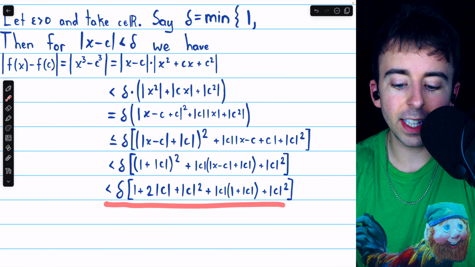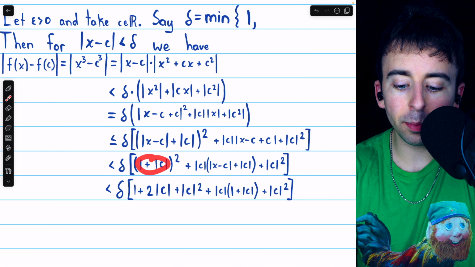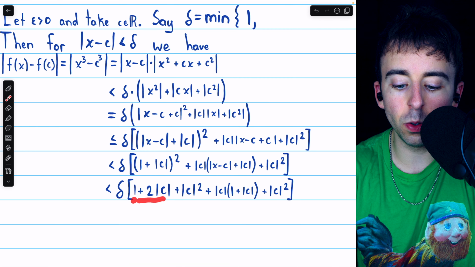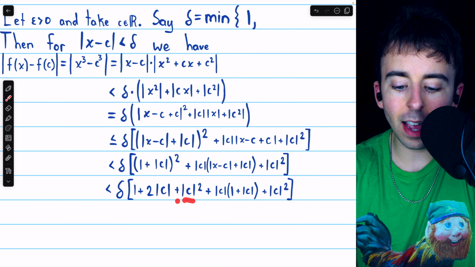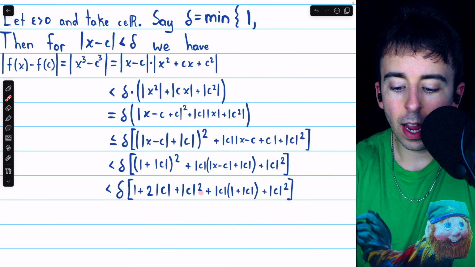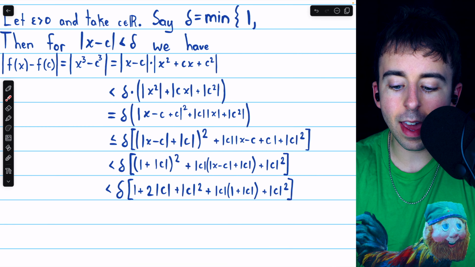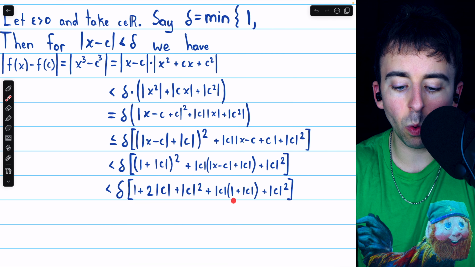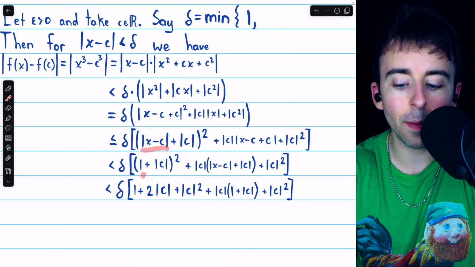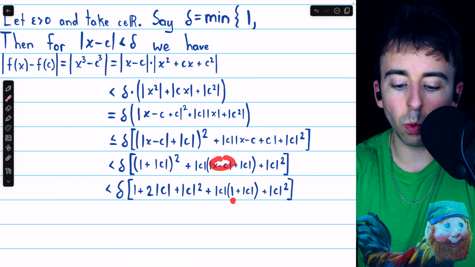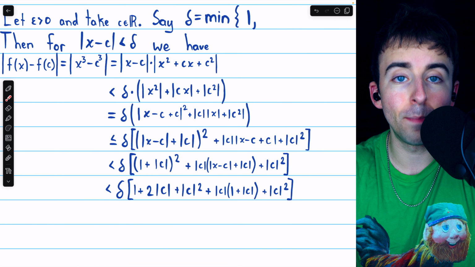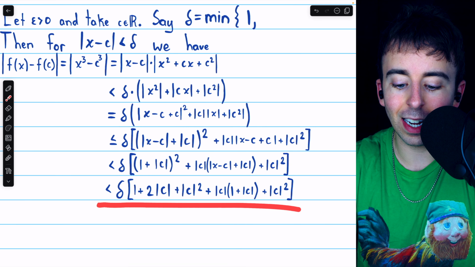Finally, we are nearing the end here. 1 plus the absolute value of c squared. If we do that out, we would get 1 plus 2 times the absolute value of c plus the absolute value of c squared. And then over here, we have the absolute value of x minus c, which again we know we can replace with 1, just like we did in this previous step. Replacing that with 1 is why we have this less than symbol. We've just made this expression bigger. And that's all we changed to get to this line.